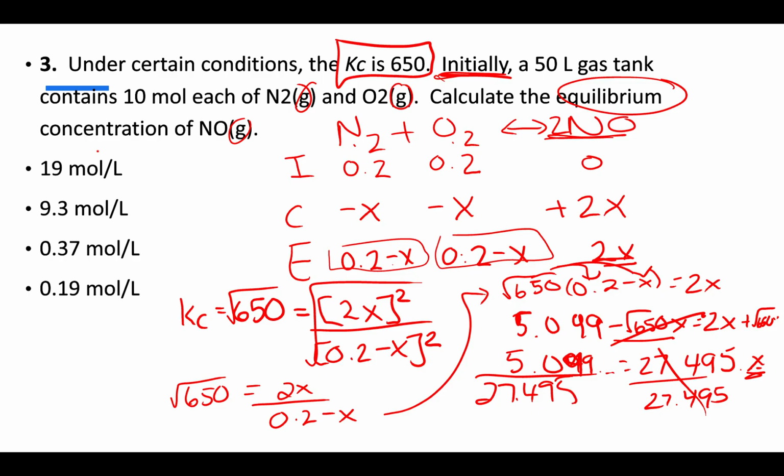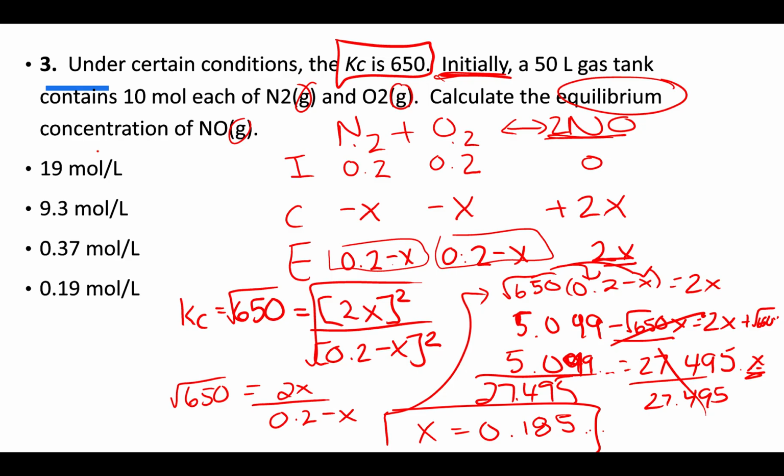So 5.099, again, I want that number in my calculator, divided by 27.495, and I don't want to round too early. And I'm getting the value 0.185, and this number keeps going. And that's what x equals.